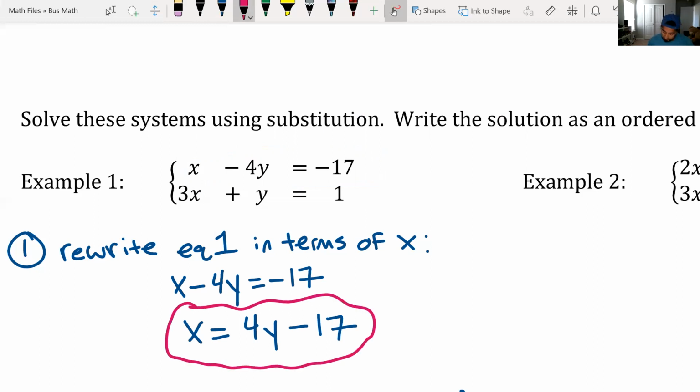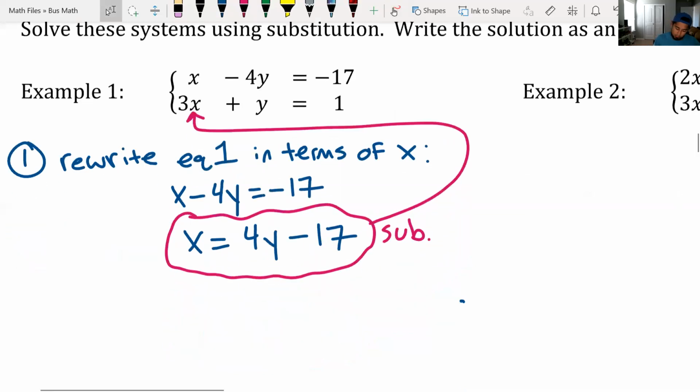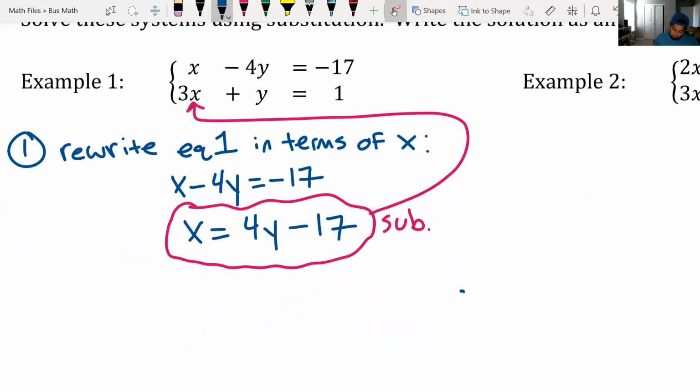first off, I'm going to label it. This is going to be our substitution. Now, since we rearranged equation 1, we must plug equation 1 into equation 2. So we take this, we take the substitution, and plug it in for x into equation 2. And yes, I'll write that down as a step. Two.